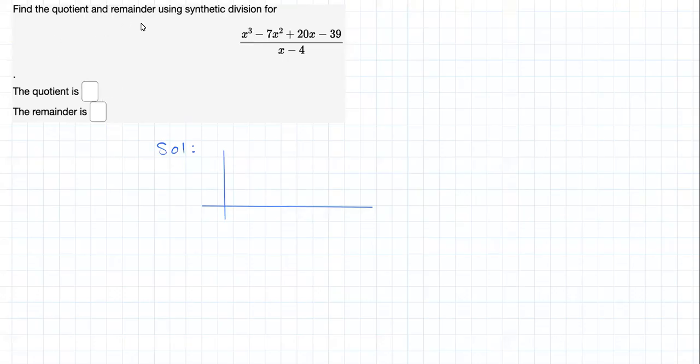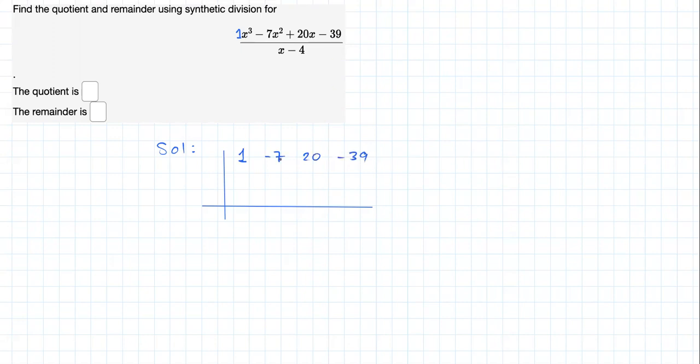Find the quotient and remainder using synthetic division for x cubed minus 7x squared plus 20x minus 39 over x minus 4. Let's start by writing the coefficients here: an invisible 1, right? Followed by negative 7, then positive 20, and minus 39.